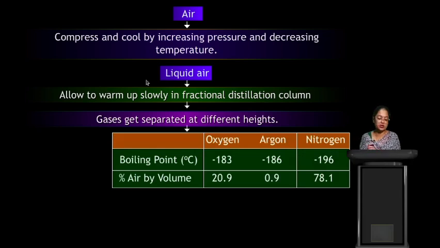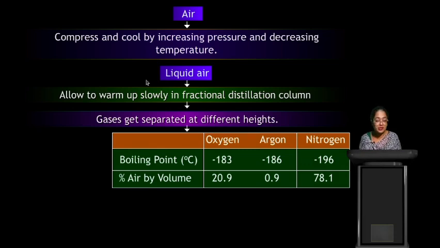So which are those? It's oxygen, argon, and nitrogen. So look into the boiling points here. There's a difference in the boiling points, but not much, right? Oxygen's boiling point is minus 183 degrees Celsius, whereas argon's boiling point is minus 186 degrees Celsius. There's only 3 degrees Celsius difference. And nitrogen has minus 196 degrees Celsius. All of these are within 25 degrees Celsius of each other. Oxygen, argon and nitrogen are the common gases present in the air.